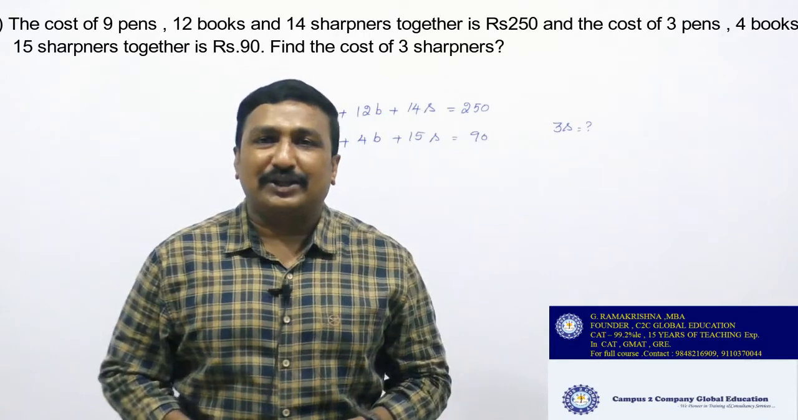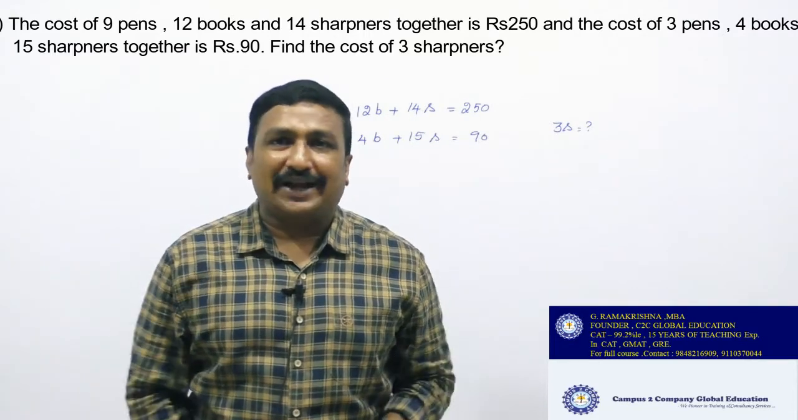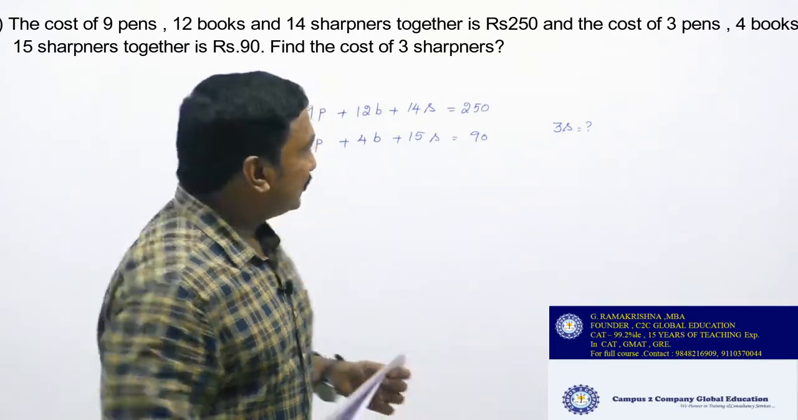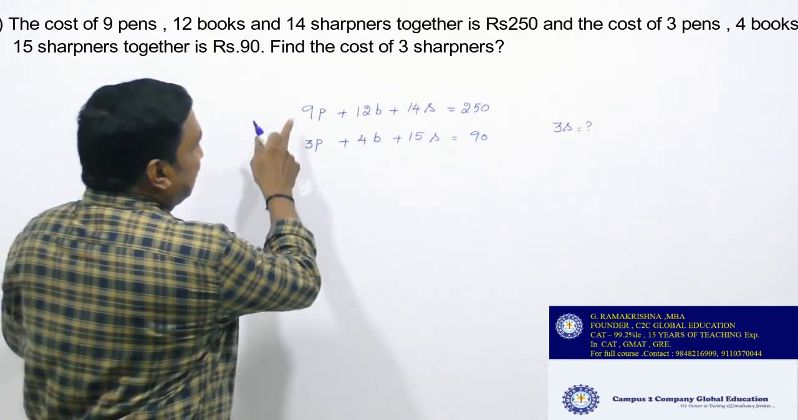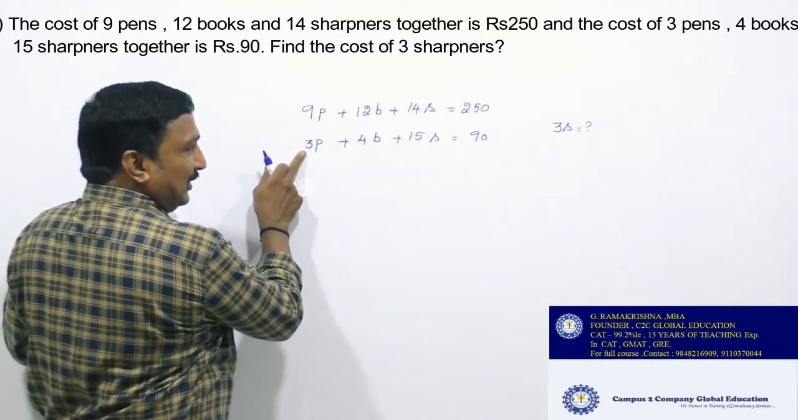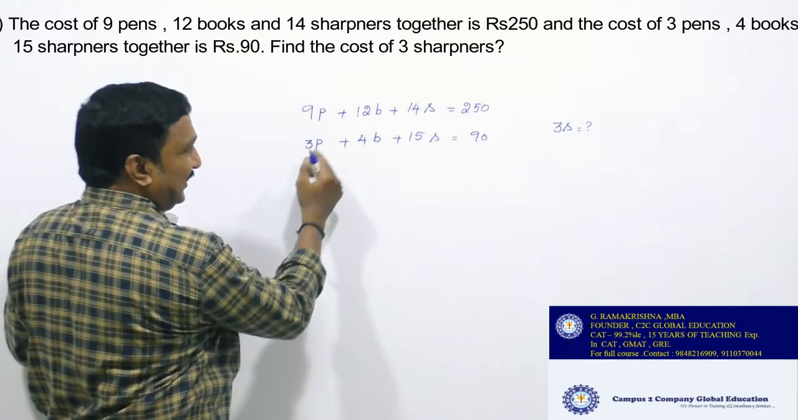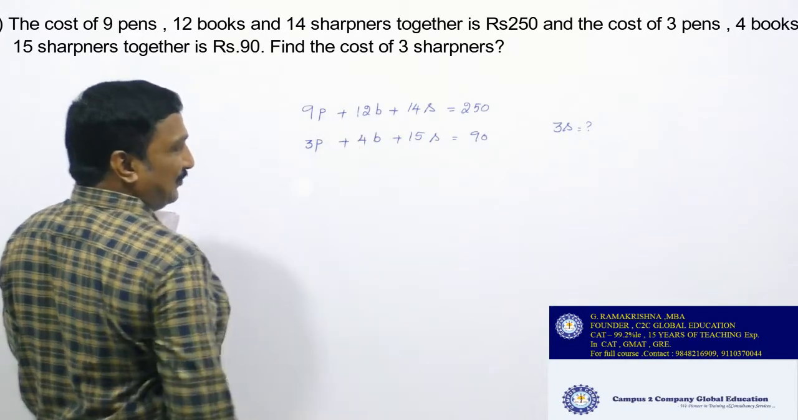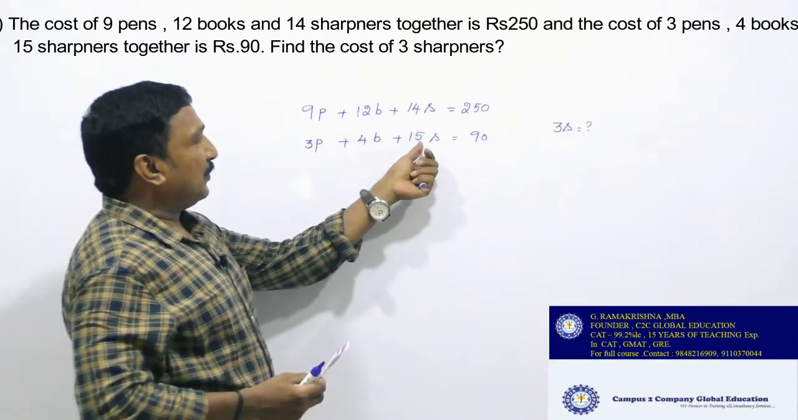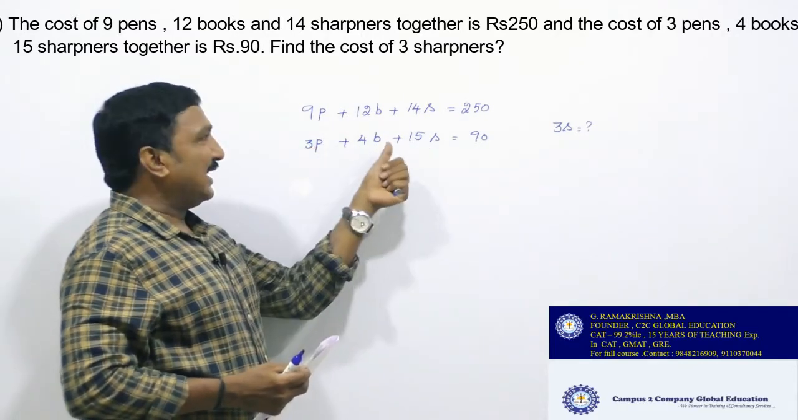If the ratio of the other 2 variables is not equal, we cannot find the third variable. So if you look at 9 by 3, or 3 by 9, it is equal to 1 by 3, and 4 by 12 is also 1 by 3. So this ratio is the same. So if you want to find the sharpener, I want to eliminate the pens and books.